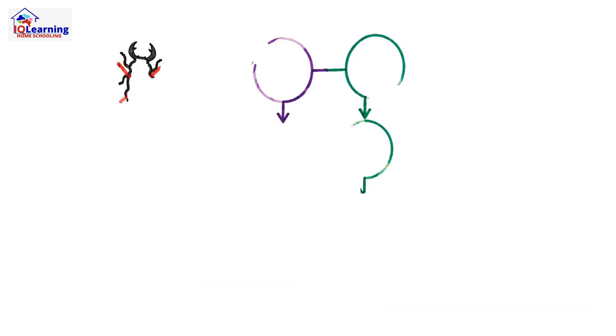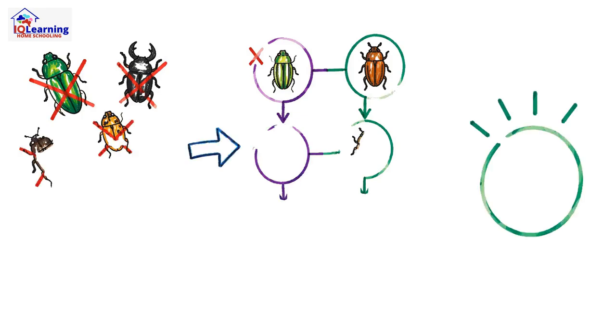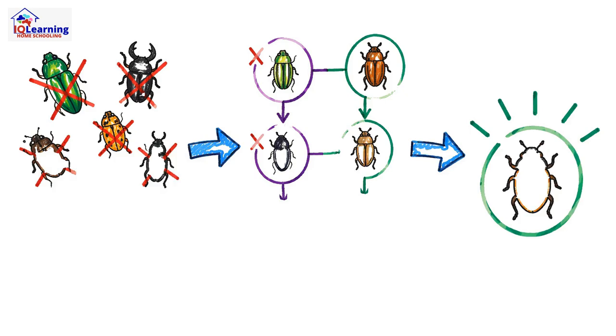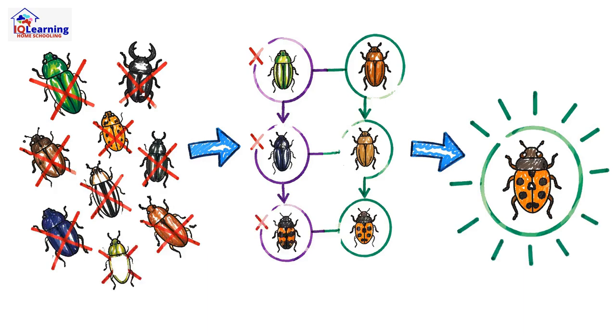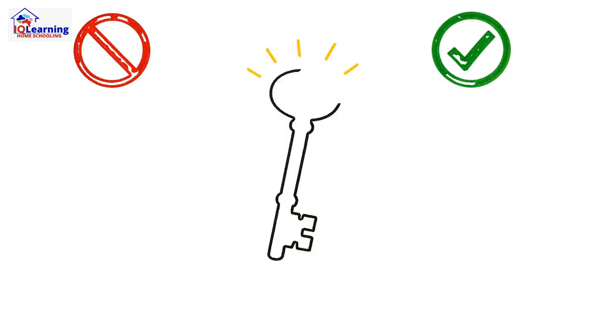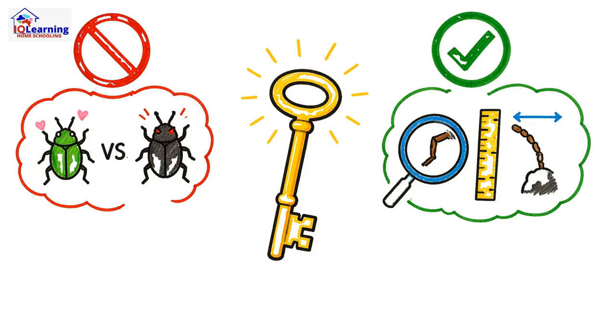By making a series of these binary choices based on what you actually see, you are led step by step to the beetle's exact identity. It's a process of elimination that filters out every wrong answer until only the right one remains. But for this to work, the key has to follow one golden rule: use objective, physical features.